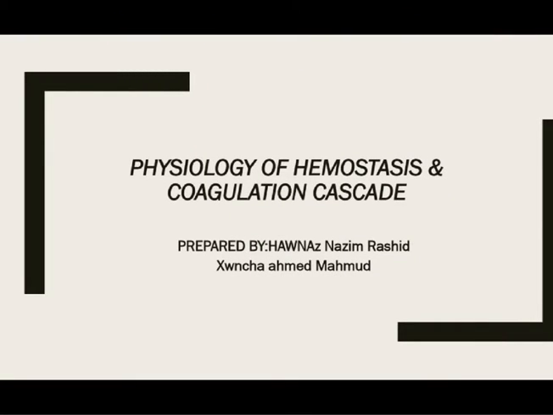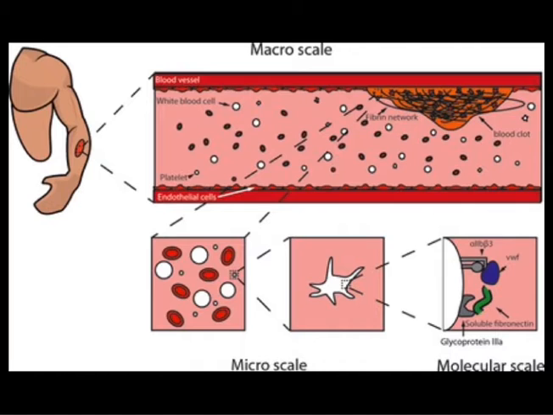We talk about the physiology of hemostasis and the coagulation cascade. Hemostasis is the mechanism that leads to stopping of the blood from a damaged blood vessel. The coagulation cascade is a series of reactions that ultimately generates a strong cross-linked fibrin clot.